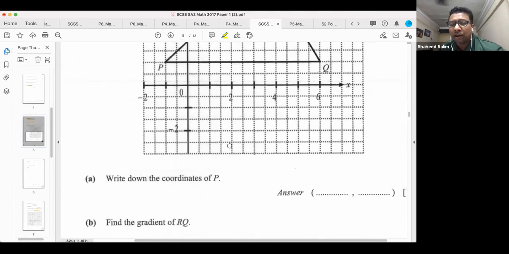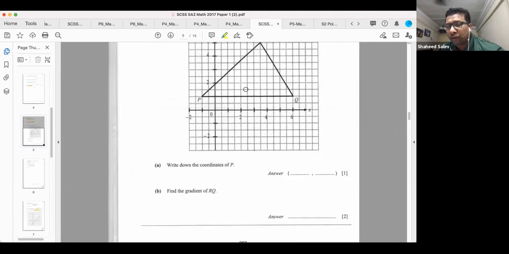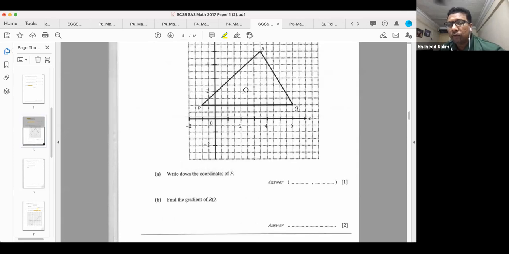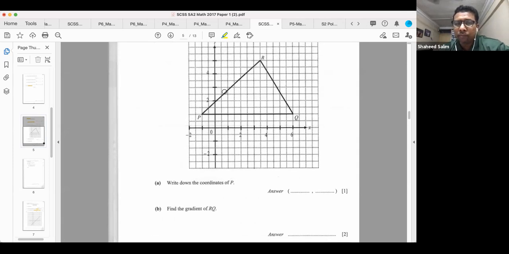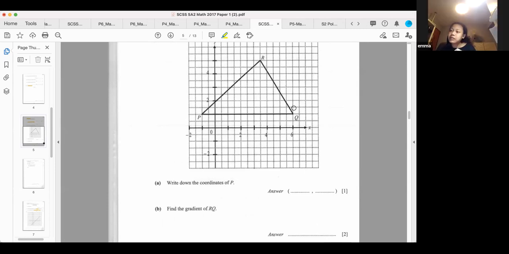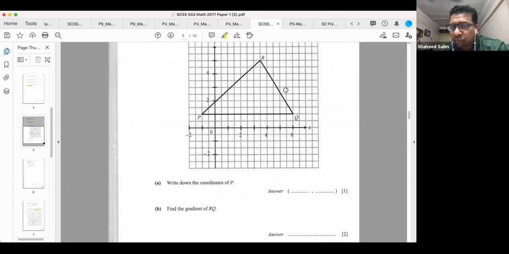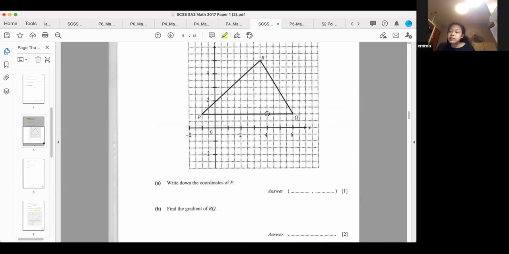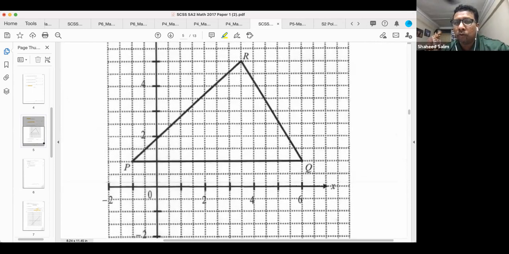Okay. What about the gradient of RQ? Do you know how to calculate? If we draw a man going up here, RQ is this way down. The gradient is positive or negative? Negative. So there are two ways. One is formula, the other one is drawing a triangle. Which one do you prefer? Okay, never mind. I show you both.